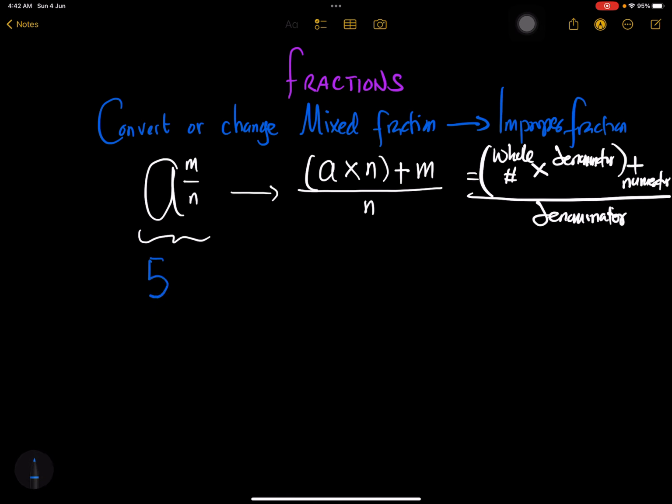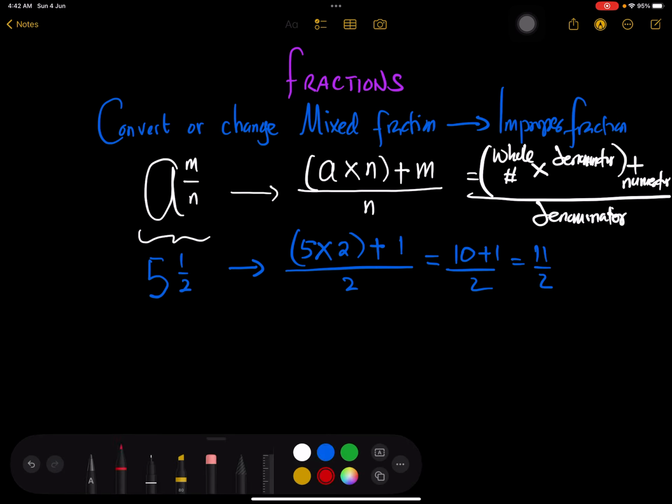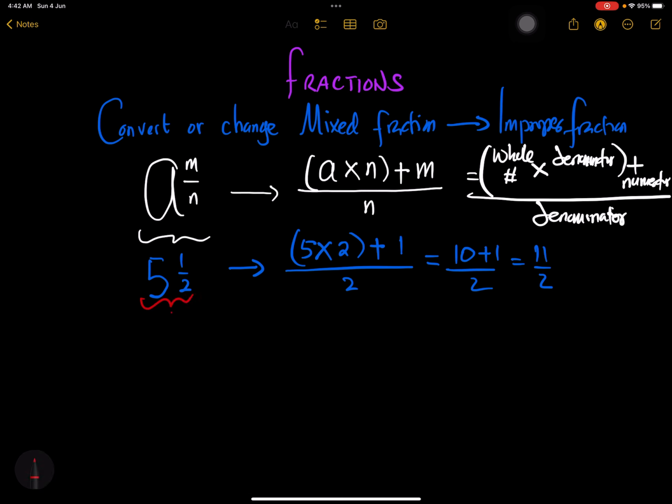So imagine you have five whole number, 1 over 2. What we are saying is that the whole number there is 5. We multiply it by the denominator, which is 2, and then we add the numerator, which is 1, and we divide everything by the denominator, which is 2. Everything comes to 10 plus 1 divided by 2, which is 11 over 2. So you can see that we've been able to convert this mixed fraction into what? Into an improper fraction. I hope that helps.